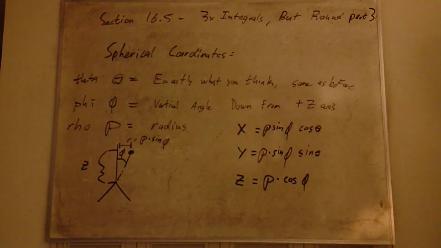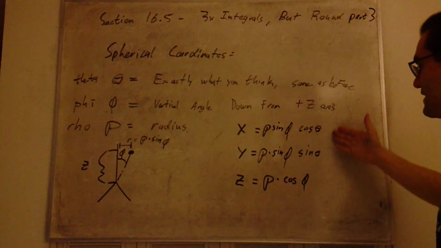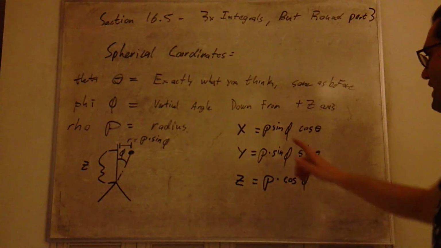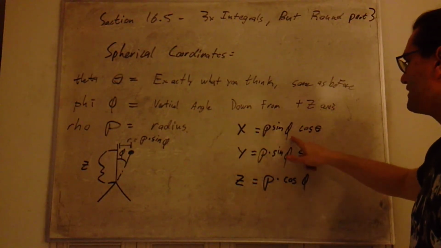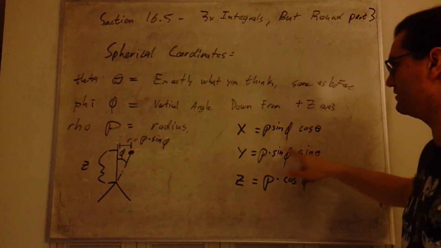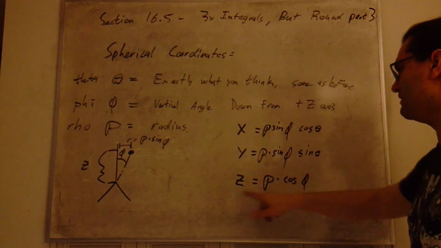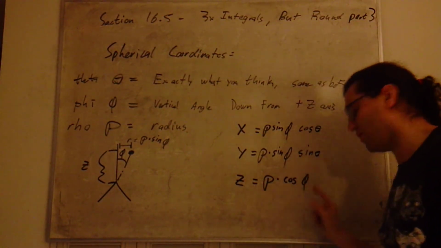Instead of r here, we're going to use rho times the sine of phi on both of these. So, I know this looks a mess, and it kind of is a mess, but we'll get used to it. X is rho sine of phi cosine theta, y is rho sine of phi sine theta, and z is just rho cosine phi.